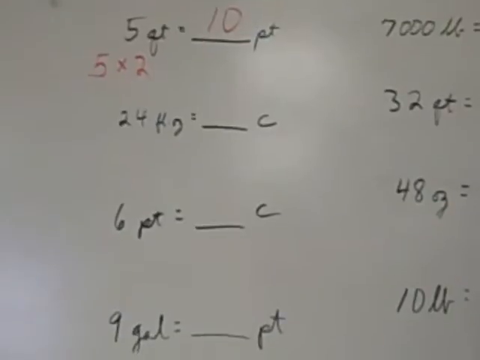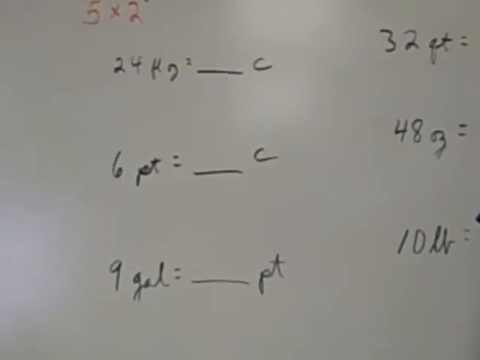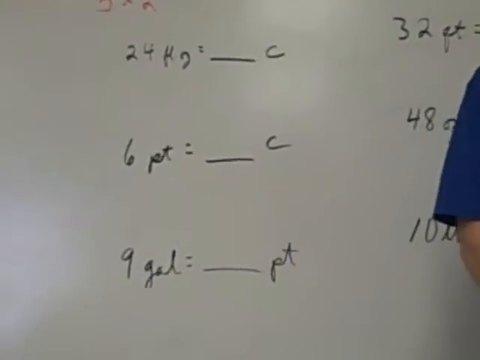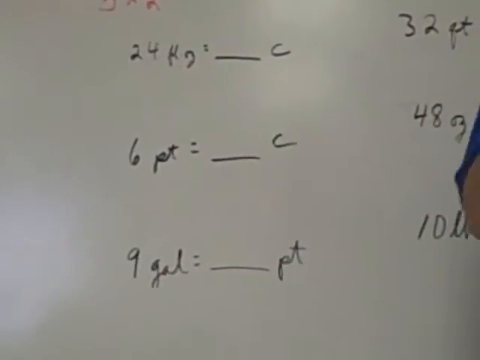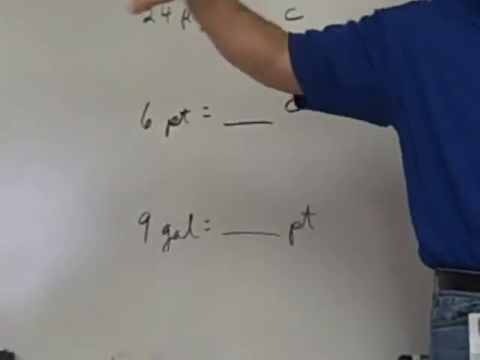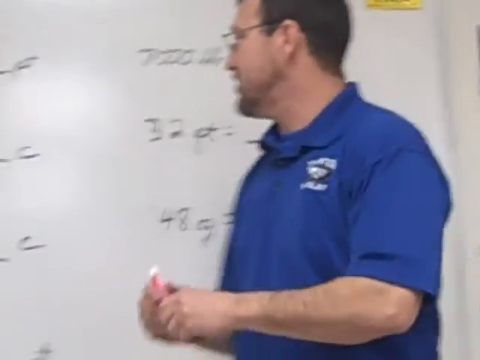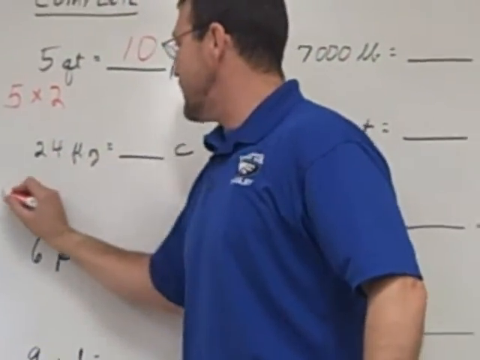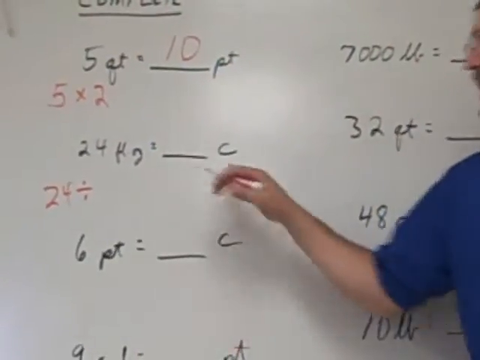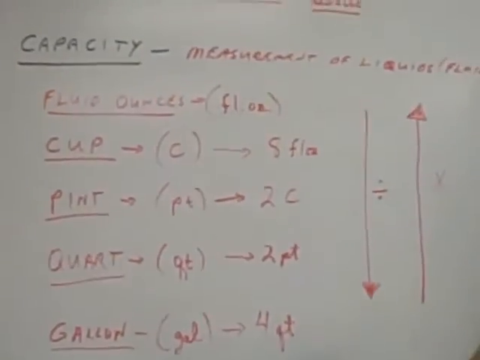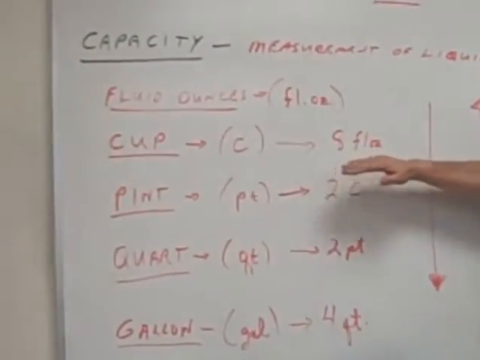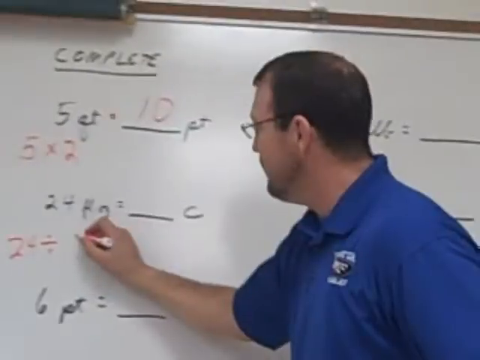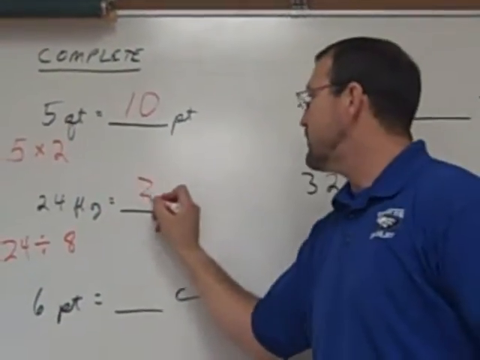24 fluid ounces to cups. Big turning into little, or little turning into bigger? Little to big. So what are we doing? Division. Now find ounces and cups on the same line. Where's ounces and cups on the same line? Right here. What's the other number? 8. So, put 8 in our problem. Do the math. 3 cups.